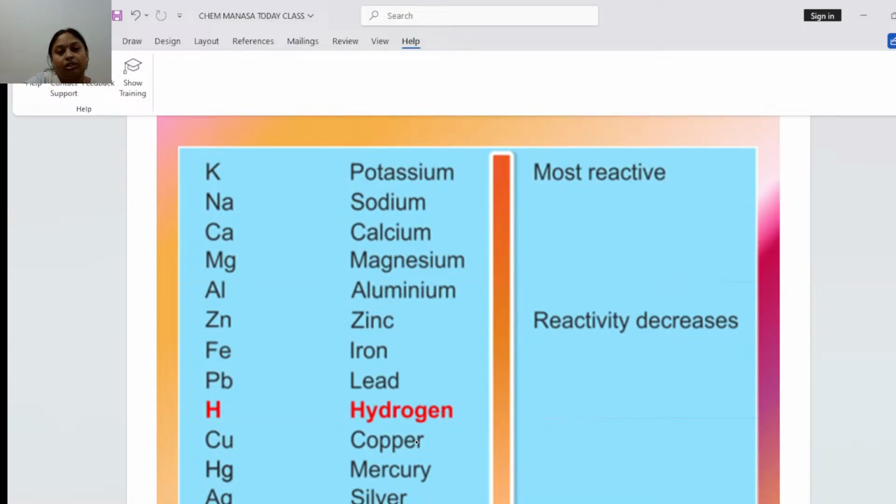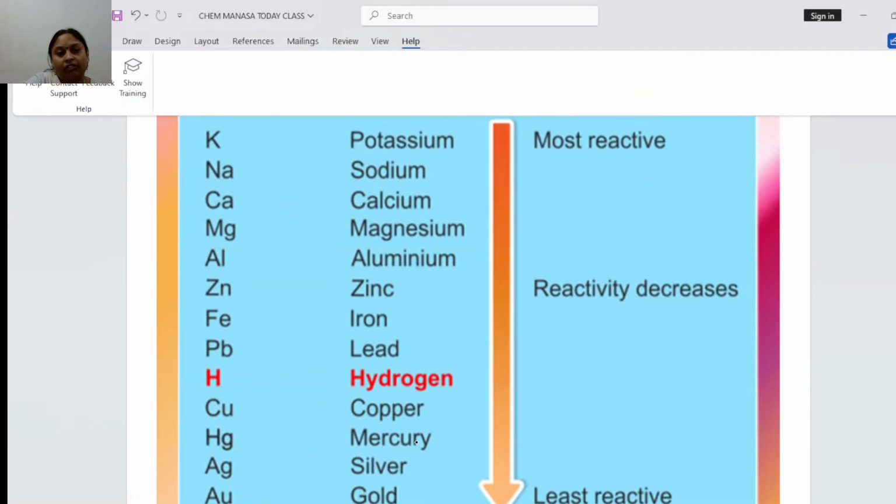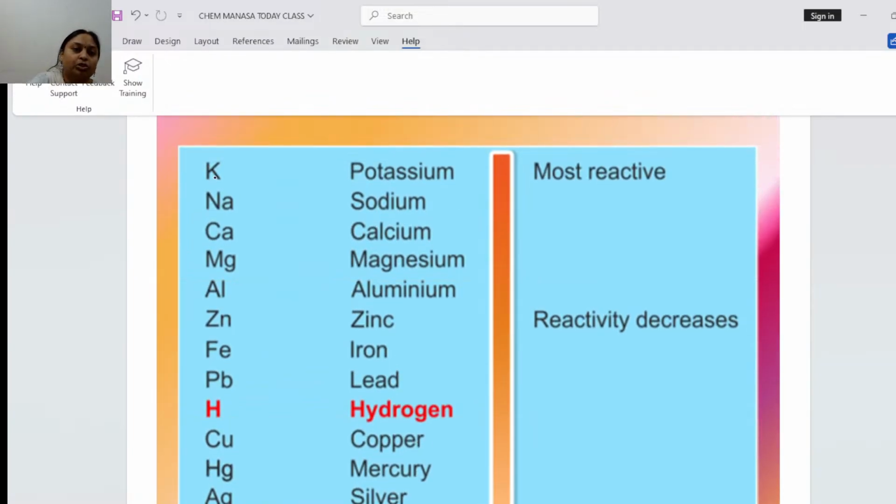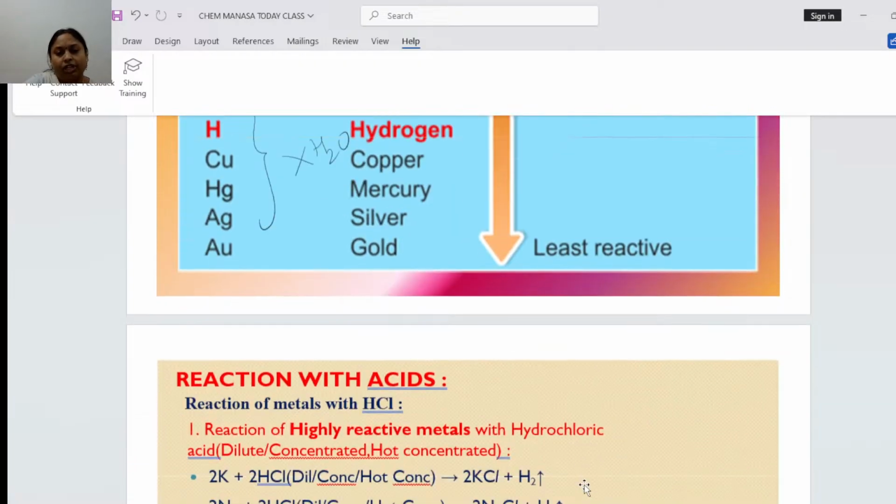Next, here is the high reactivity series. Potassium to calcium react with cold water, magnesium reacts with hot water, and these react with steam, and these are the least reactive, which is why they don't react with water. Okay, so now we will go for the next thing.